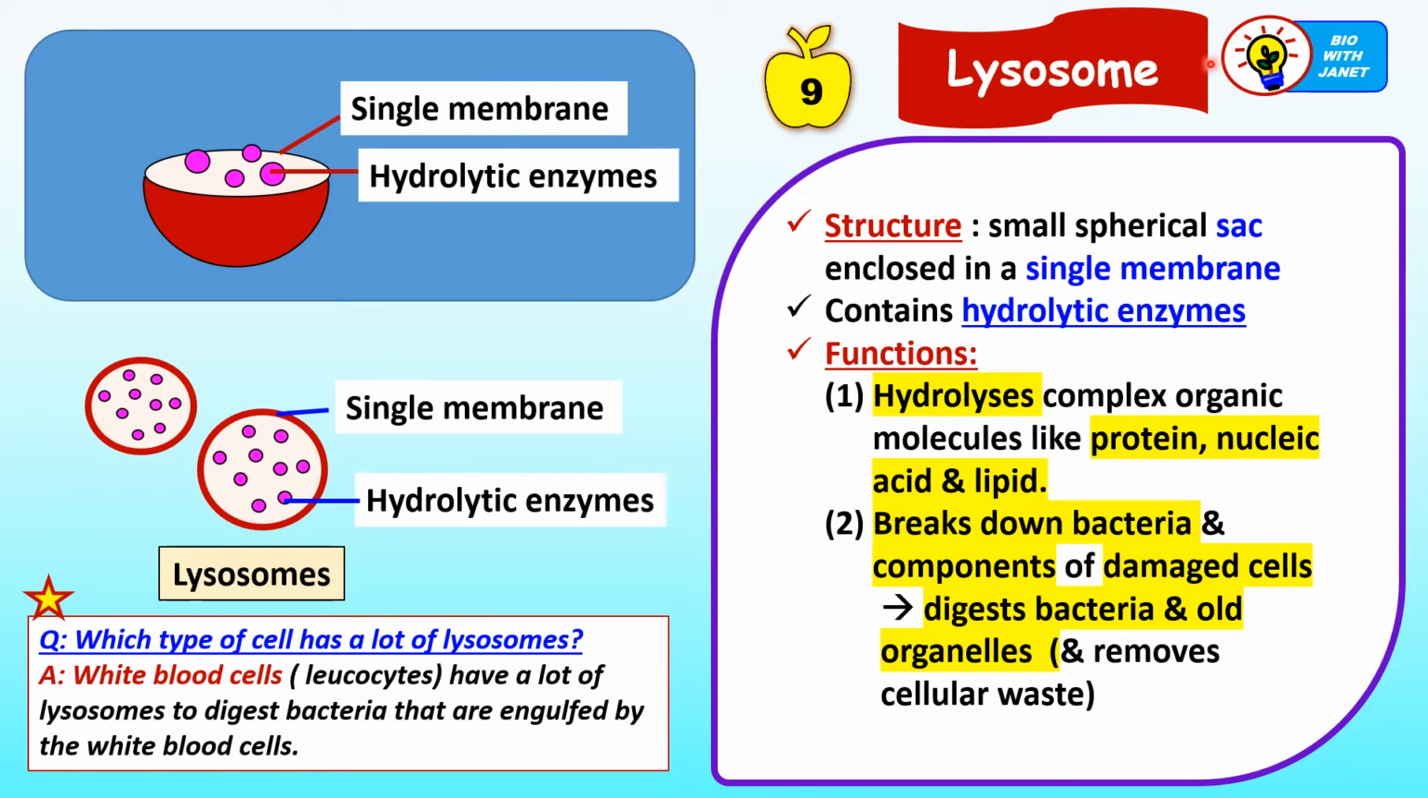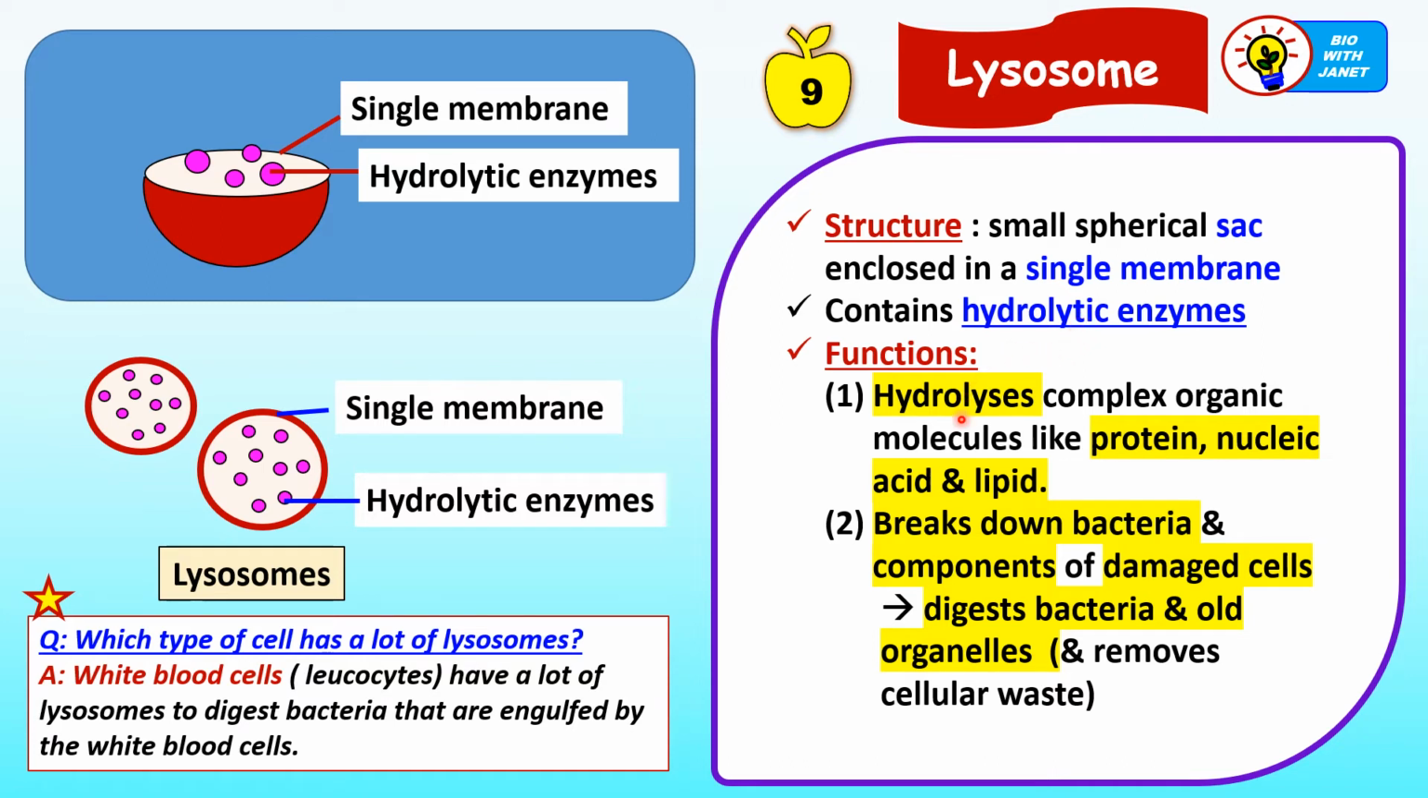Next, we come to the waste disposal unit of the cell, the lysosome. A lysosome is made up of a small spherical sac or bag enclosed in a single membrane. This is the red part. Here is the membrane. And it contains hydrolytic enzymes inside, as shown here. Hydrolytic enzymes are enzymes that can digest substances. Hydrolytic means to break down. It's able to break down substances.